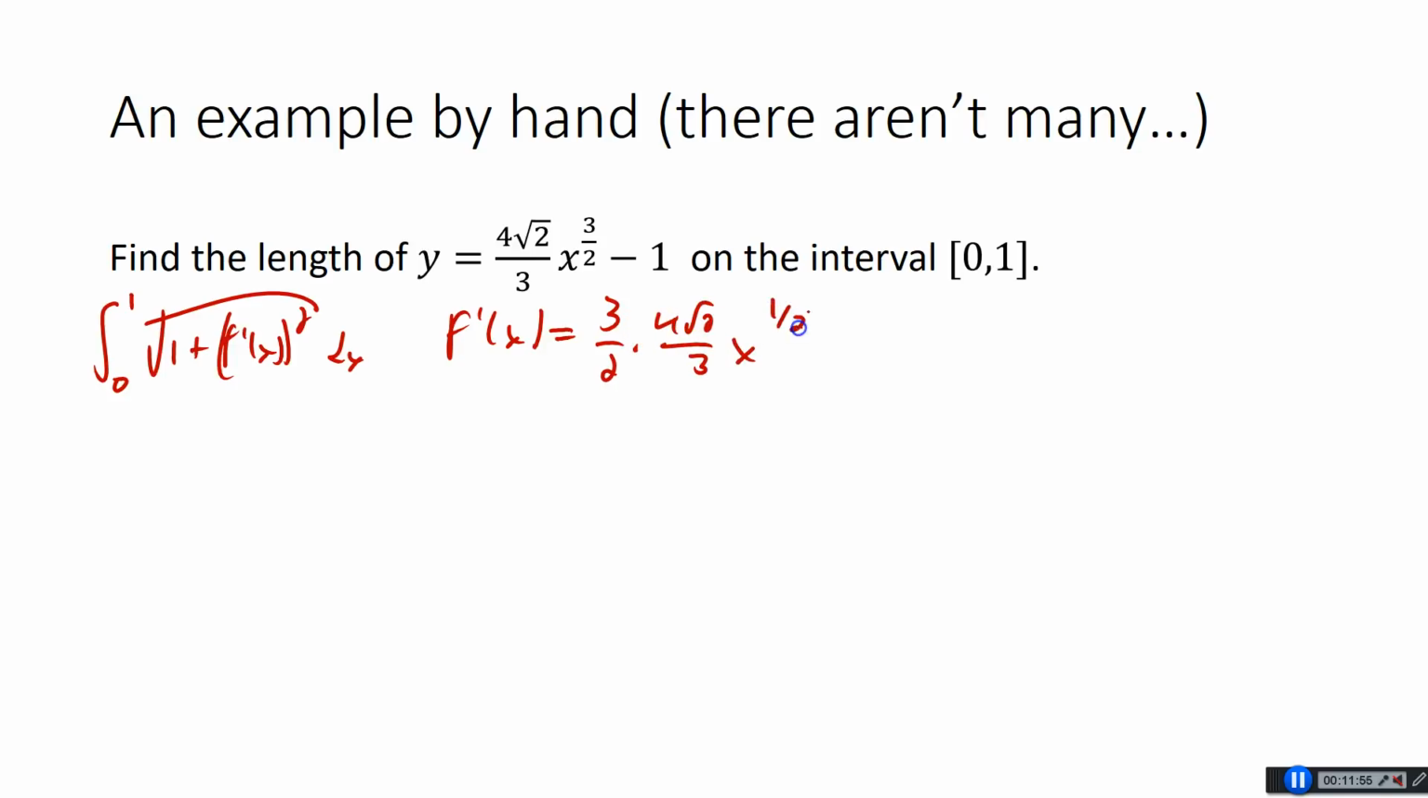X now to the 1 half, right, because we subtract 1. The minus 1 goes away because it's a constant. So let's see if we can clean this up a little bit. The 3's cancel. 4 over 2 is 2 root 2 times root x. Okay, so that's our derivative.